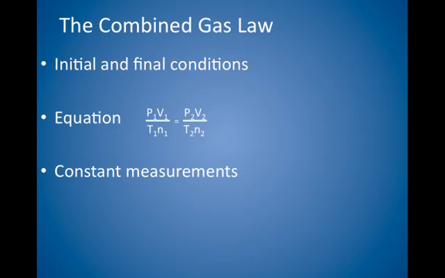So here's the mathematical relationship between all four gas measurements. You have the pressure times the volume divided by the temperature times the moles. N is moles there. The initial conditions are equal to the final conditions, because all of those together are going to equal a constant. So P1 times V1 divided by T1 times N1 equals P2 times V2 divided by T2 times N2.